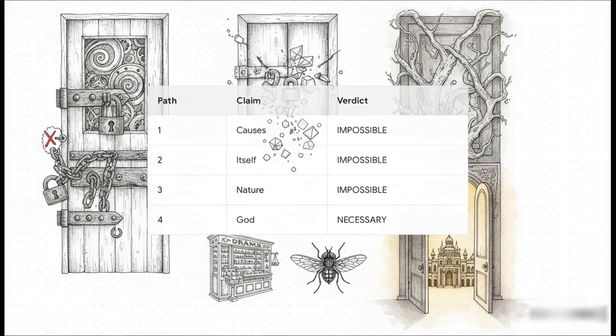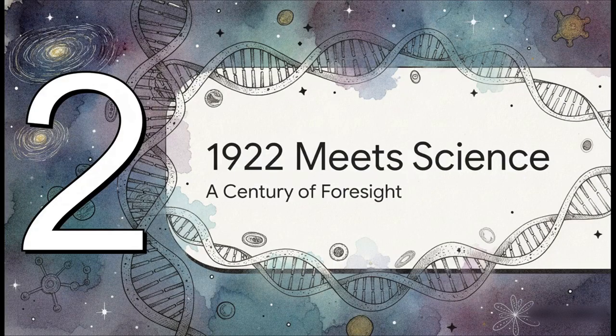So by locking those three doors, he proves the fourth. The way of divine unity, or creation by God, is the only open door left. It literally becomes a necessity. Moving right along to Section 2, 1922 meets modern science, a century of foresight.